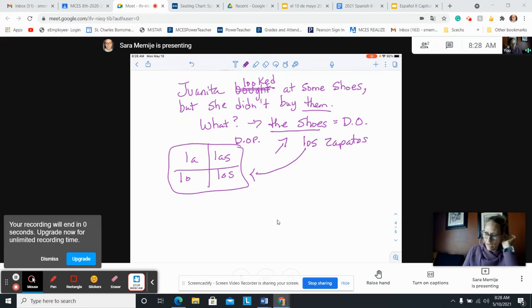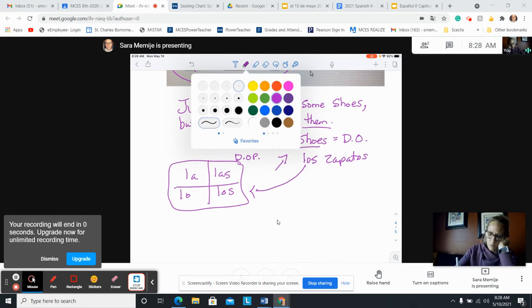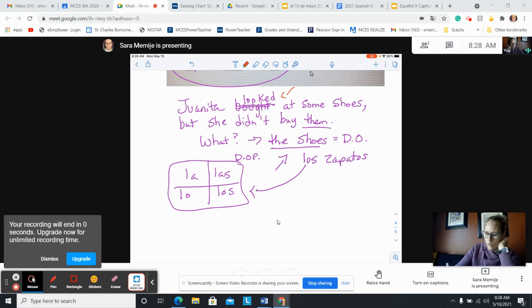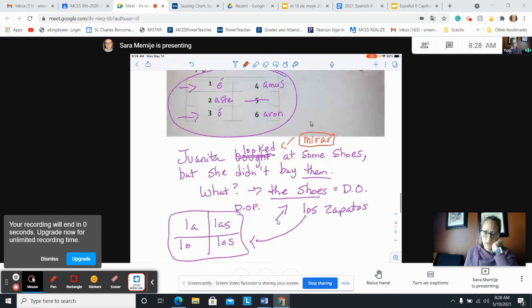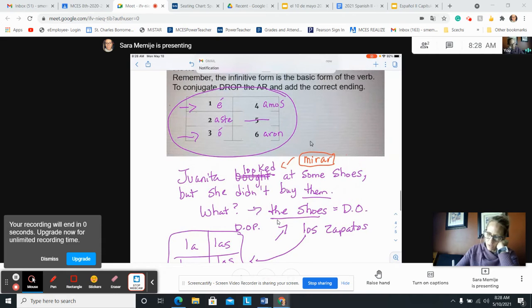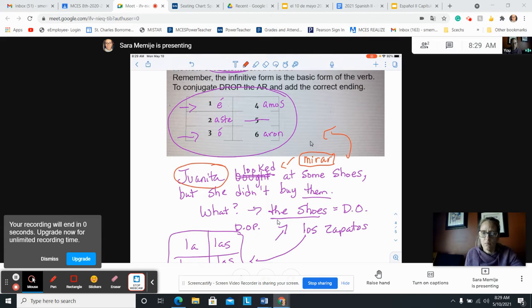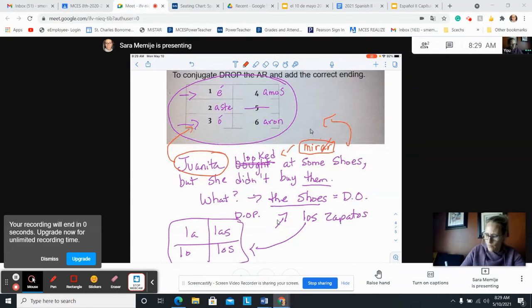To say looked at, we are working with our AR verb mirar. And if mirar is an AR verb, I'm going to use these endings. Who's my subject? I'm talking about Juanita. Juanita is one girl. She's not me. She's not you. She's Juanita. So we're going to box number 3, ella. And I'm going to take the AR off and I'm going to put on my ending O.